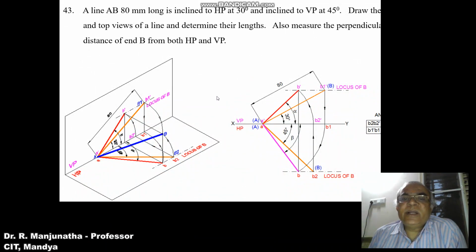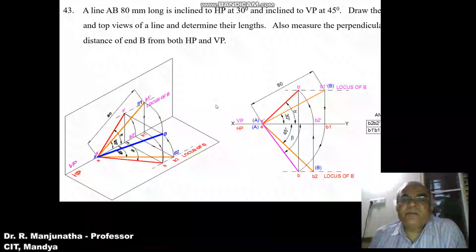Now first we have considered A dash B1 dash, which is the true length in the front view. Obviously that line should be parallel to the XY line in the top view. So A is in VP, so B1 should also be in VP. Therefore you draw a vertical projector from B1 dash to the XY line, because A is in VP, so B1 is also in VP. So now the line is parallel to VP. Now the top view line is parallel, because the front view line is in true length.